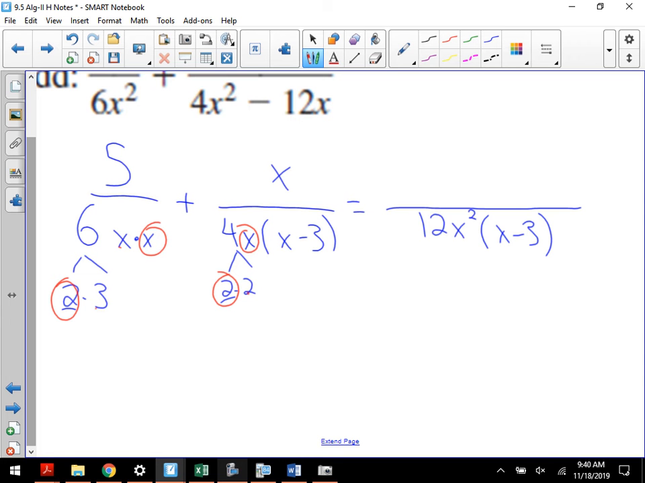All right? Fraction on the left. Well, 6 times what is 12? 2. It has x squared, so it needs a 2, x minus 3. Oops.